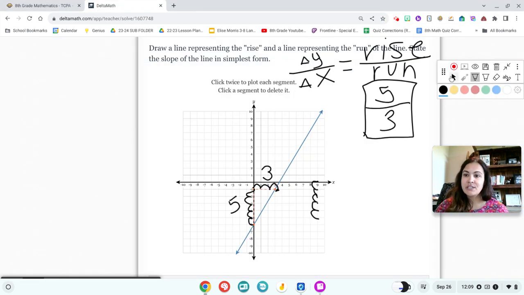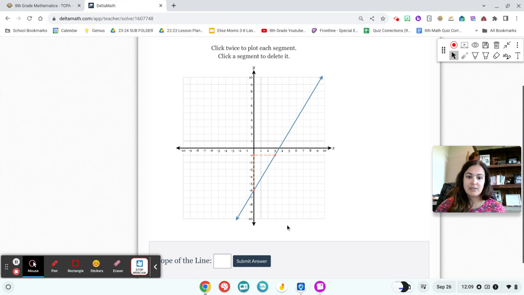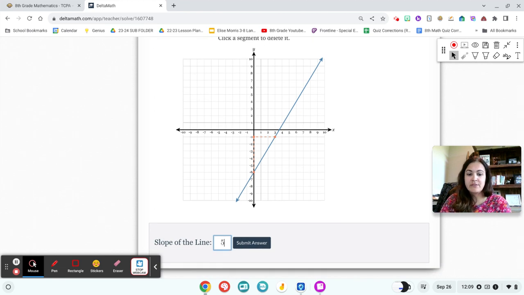Okay, so the answer here is 5/3. So you drew the rise and the run, and now we're just going to type our answer in down here, 5/3.